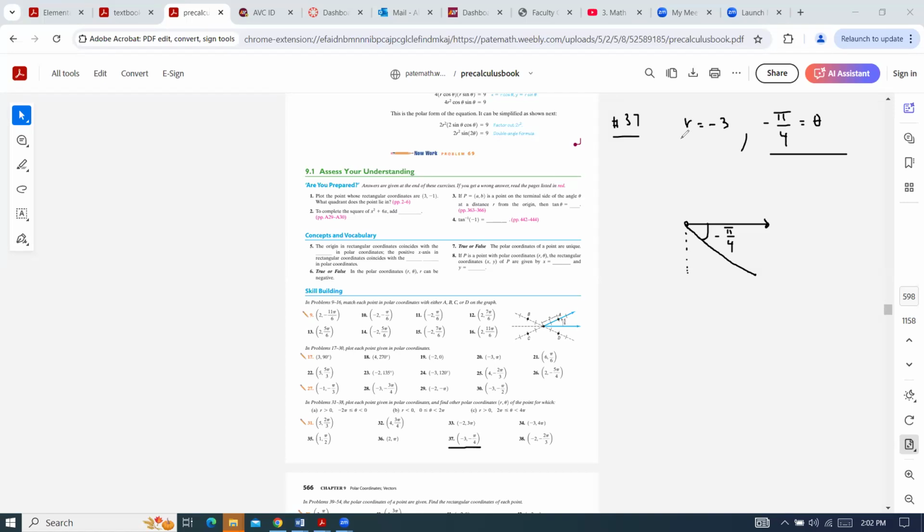So the point called R should be on this angle, but since it's negative, it could be 3 steps from the pole, but now in the opposite direction, because negative means we go the opposite way. So the point we end up with is here, where r is -3 and theta is minus pi over 4, and it's not x and y, it's r and theta, and that's what we actually see.